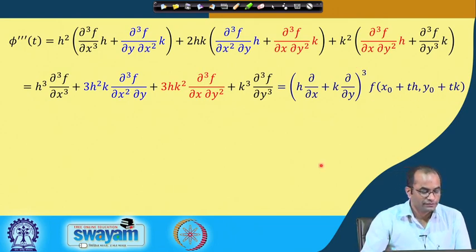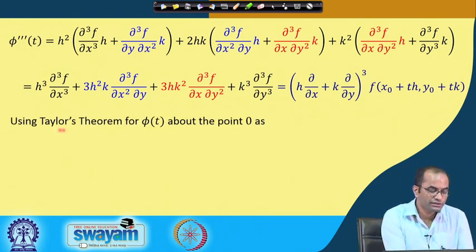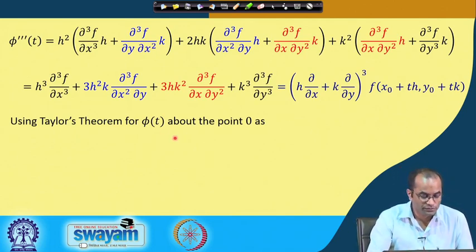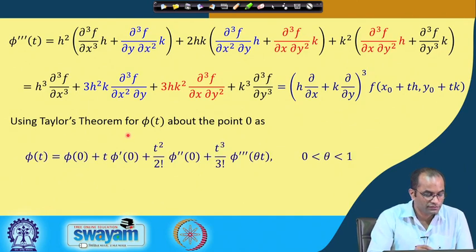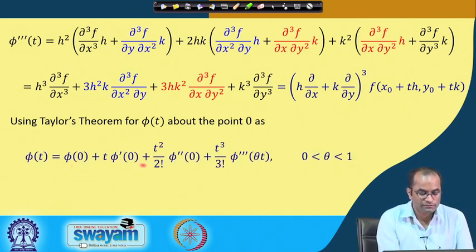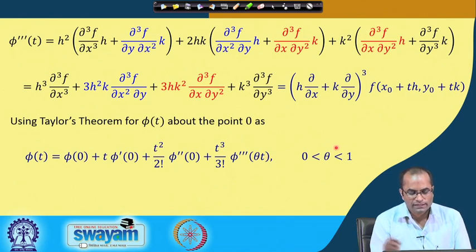And f at this point. Now, we will use Taylor's theorem for phi t. Phi is a function of one variable. So, it is the one variable case again for Taylor's theorem, which says that phi t will be phi 0, plus t phi prime 0 and so on, up to the third order term, so t cube over factorial 3. We can extend this to any order term. So, phi the third order derivative at theta t.